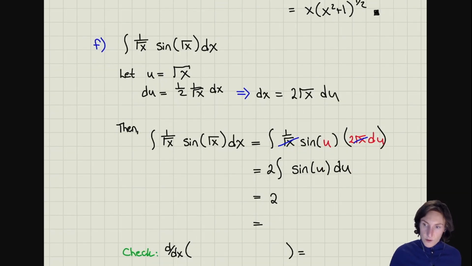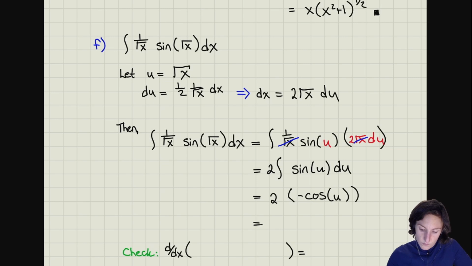Now, what is the integral of sine? That would be negative cos. Because if I differentiate cos, I get negative sine, and I'm going to have this extra negative around. So this is going to be negative cos u plus c. Okay, so I have negative 2 cosine. What was my u again? My u was root x. And then I have my plus c.